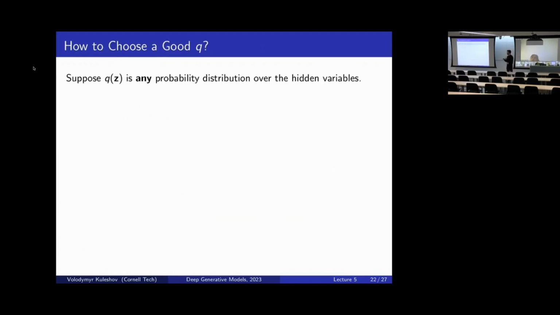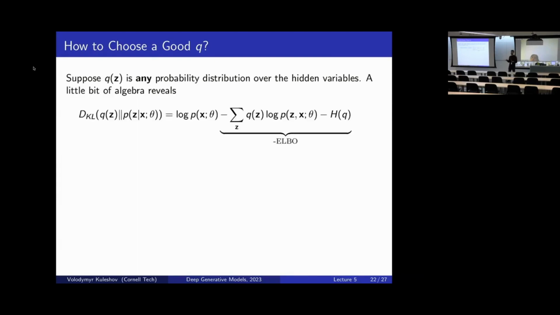Okay, so I just said that some qs are better than others. So what makes a good q? We can find out what is a good q by doing a bit of algebra, a bit of algebraic manipulations. Observe that, well, it's easy to check that the following equality holds.